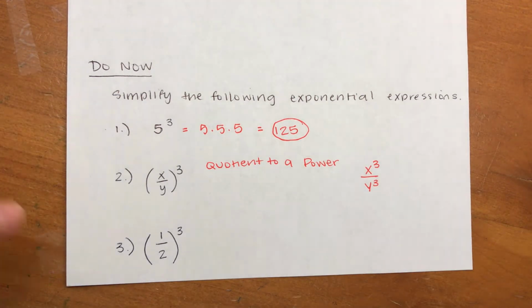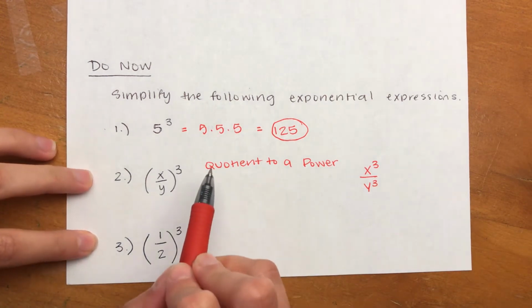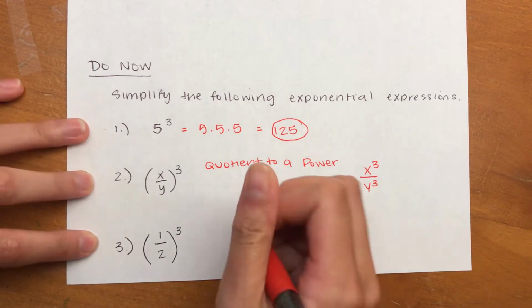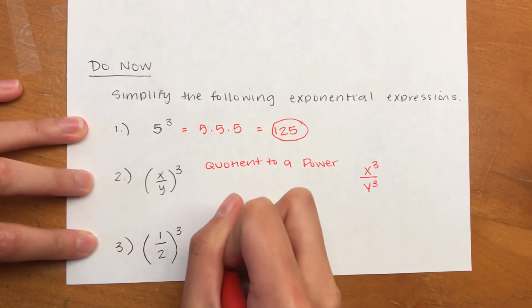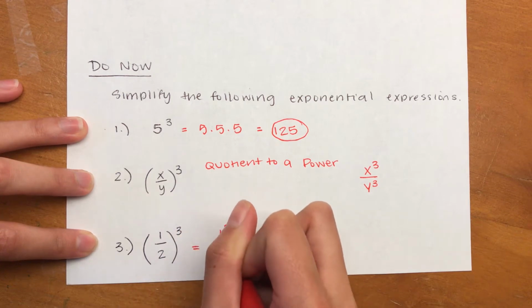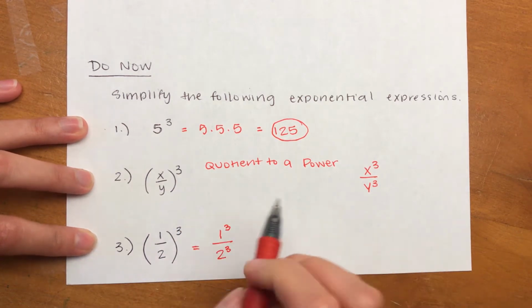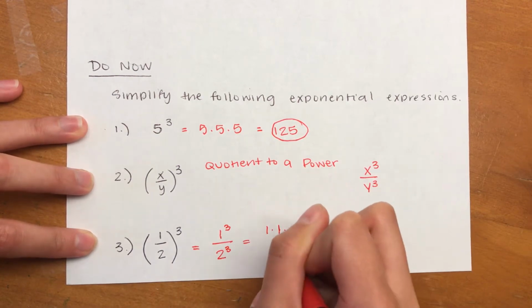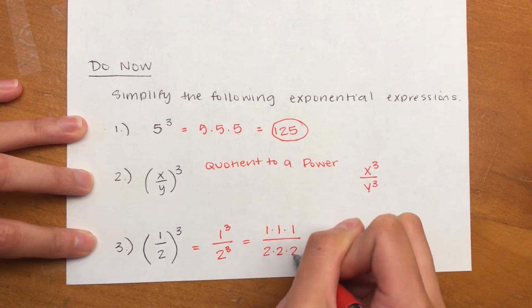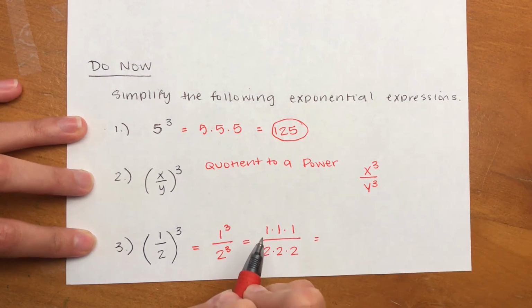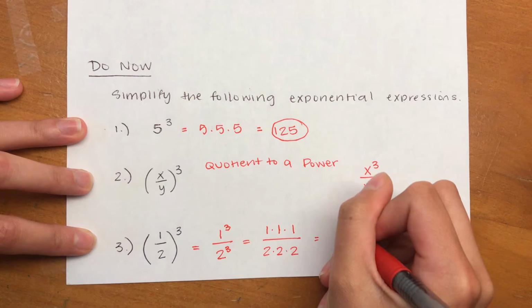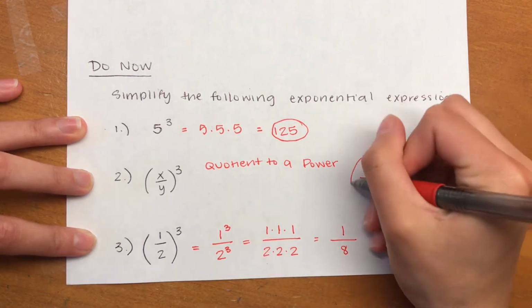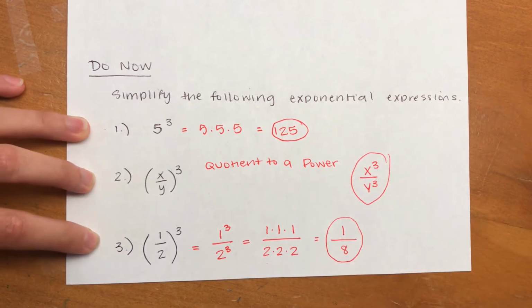Number 3, same thing. We're still using quotient to a power, but now we have numbers instead of variables. So we have 1 to the third over 2 to the third, and now we can simplify. 1 to the third, 1 times 1 times 1, over 2 to the third, 2 times 2 times 2. 1 times 1 times 1 is 1. 2 times 2 times 2 is 8. So our final answer would be 1/8.